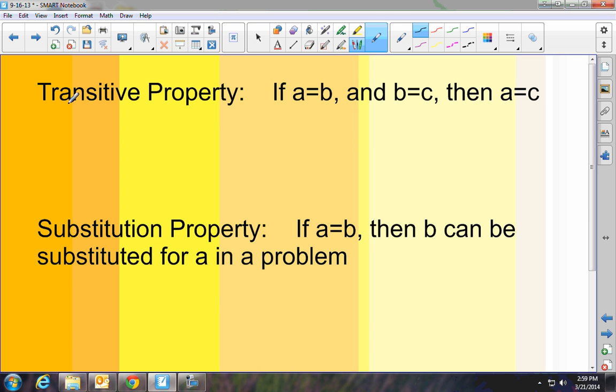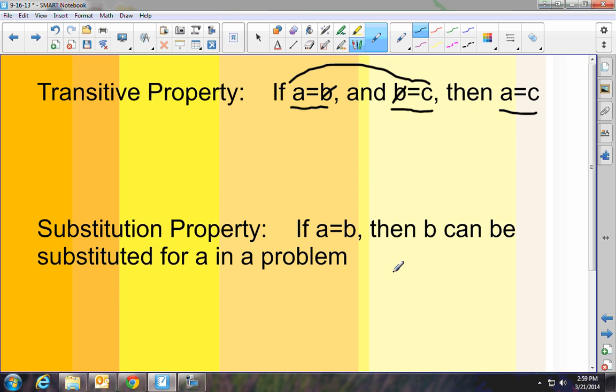The transitive property I always call the middleman property, and that says if A equals B and B equals C, then A equals C. So what we did was we removed the middleman B and set A equal to C. This is like if I say that John is the same height as Mario, and Mario is the same height as Will. Well, now we can say that John is the same height as Will.